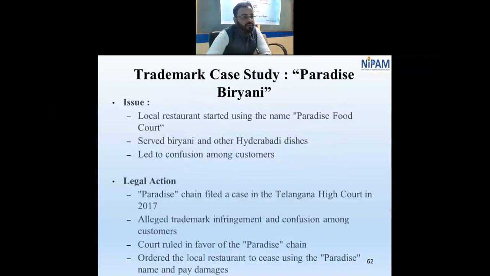There was a very famous incident which happened a couple of years ago related to Paradise Biryani, one of the famous food joints in Hyderabad, where local shop owners were using the same name, Paradise Food Court, and they were actually hampering the business of this famous food joint. So Paradise Chain filed a case in Telangana High Court, and ultimately a trademark infringement case was registered against local food joints. They had to give up the Paradise keyword, and they were also ordered to pay damages to this particular food chain.